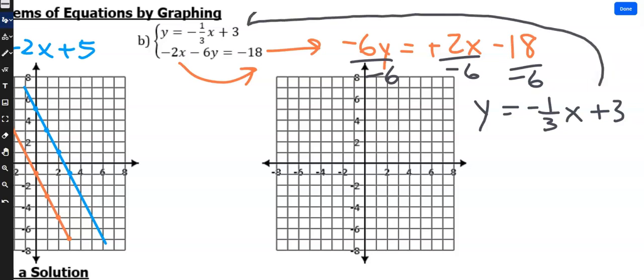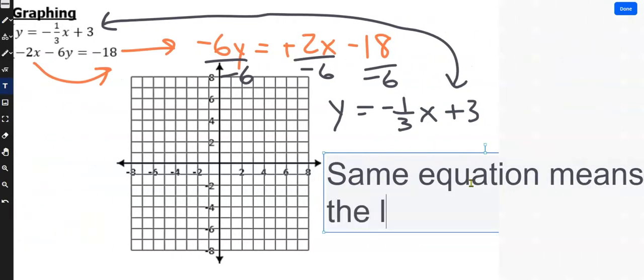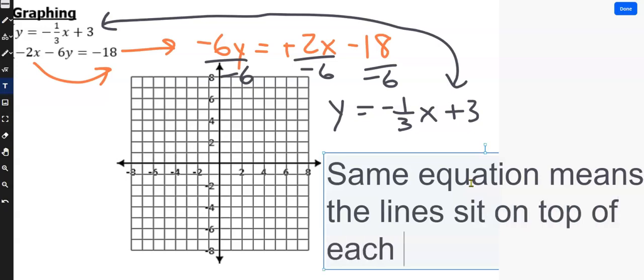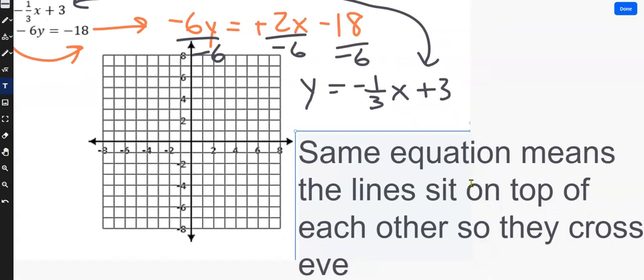Oh my goodness, what do we have here? The exact same equation. Same equation means the lines sit on top of each other, so they cross at every point.